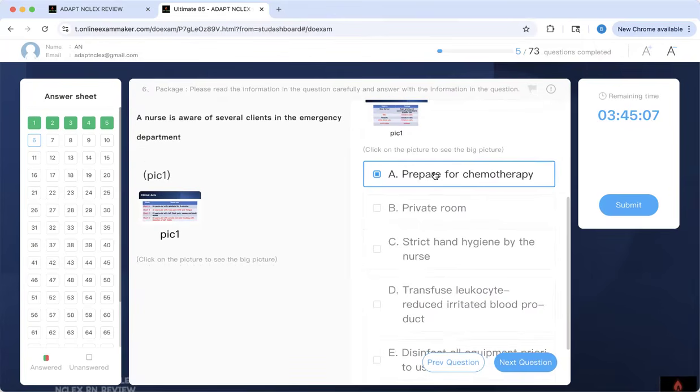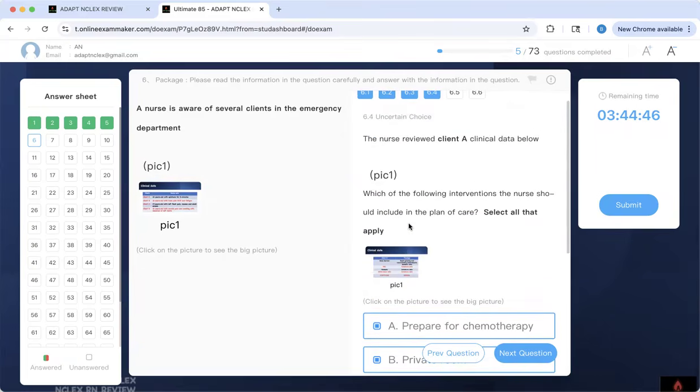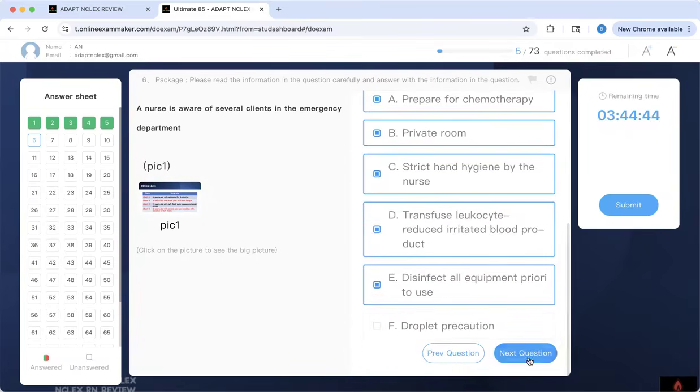Prepare for chemotherapy. This patient needs to be in a private room. Strict hand hygiene by the nurse. When you transfuse red blood cells, make sure you remove all the white cells from them so that they don't cause infection. You have to disinfect all equipment, and he does not need any droplet precaution. He needs standard precaution. He's not infectious. We would rather cause infection for him. Therefore, no droplet precaution.